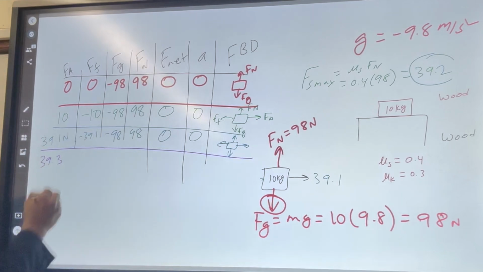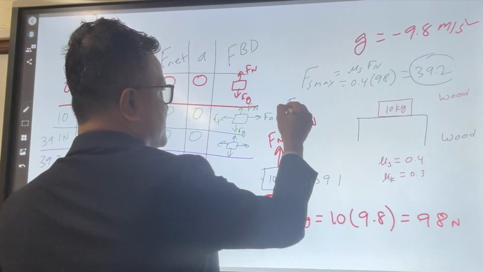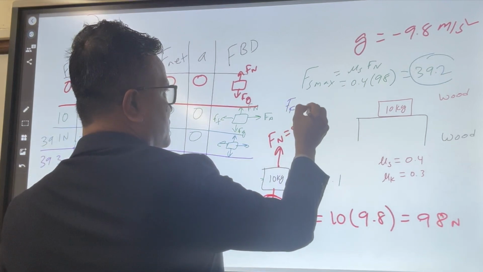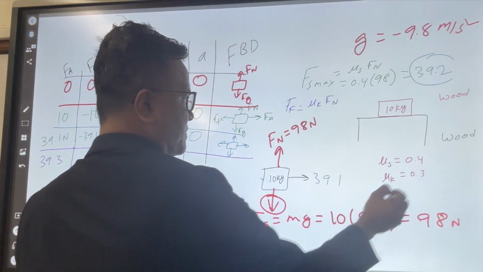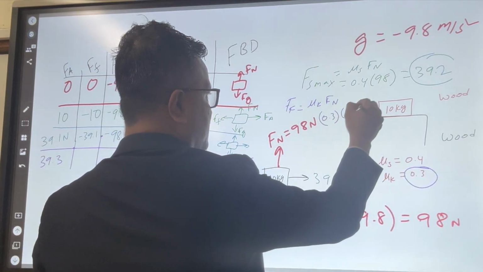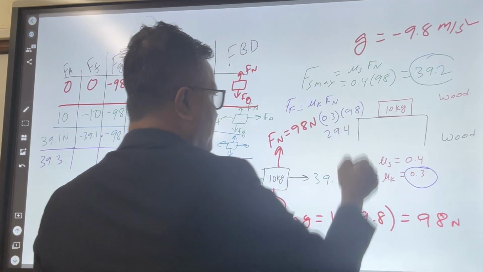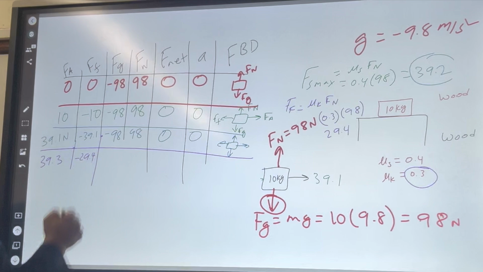Now we're going to do, let's say, 39.3. If you do 39.3, what happens? Okay, now 39.3 is bigger than 39.2. So kinetic friction is taking over. So mu k Fn. Mu k is 0.3 and Fn is 98. So 29.4. Okay, so it drops to 29.4.